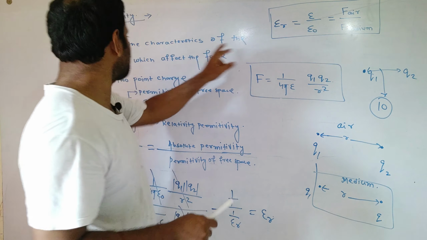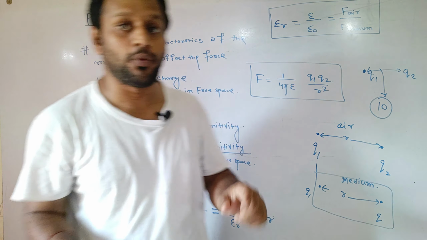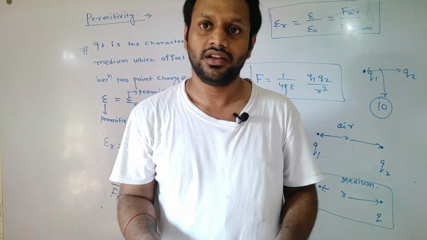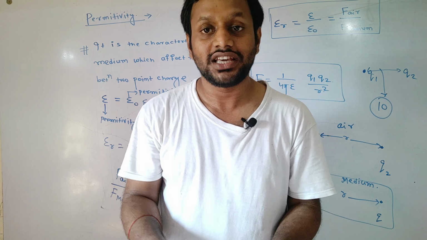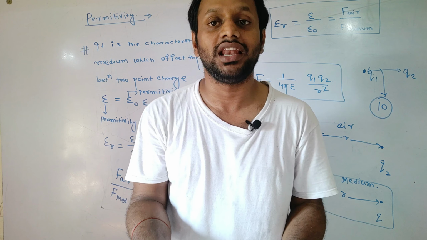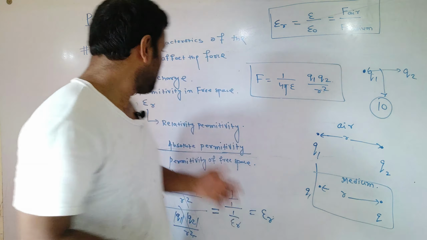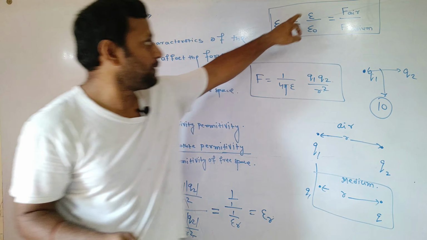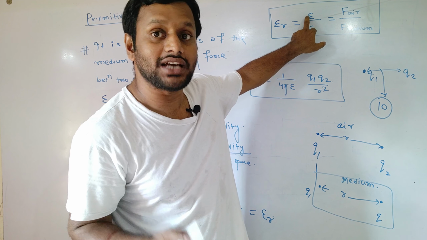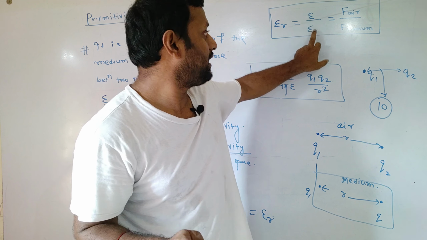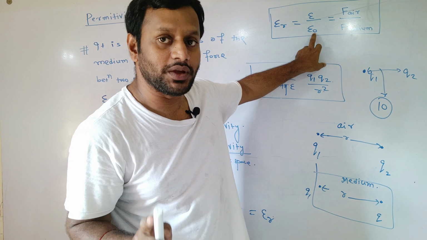So it is the characteristic of the medium which affects the force between the two point charges. That is the meaning of permittivity, and relative permittivity is a relative term. So it is basically the ratio of epsilon by epsilon 0, where epsilon is called the permittivity, that is absolute permittivity of the medium, and epsilon 0 is the permittivity of the free space.